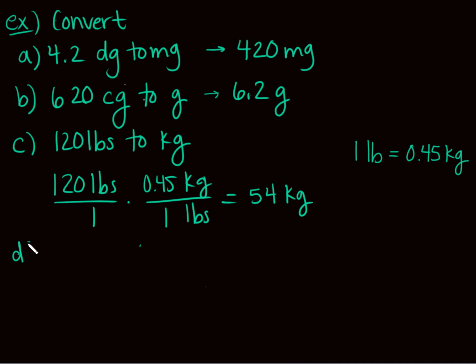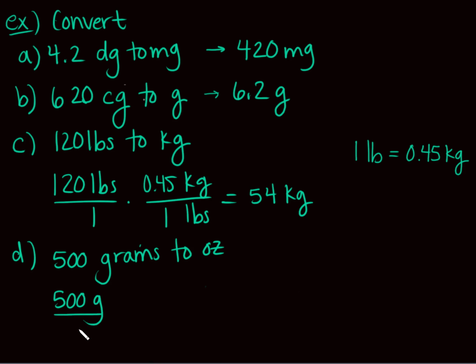Okay, part D. What if I have 500 grams and I want to go to ounces? I know I have 500 grams all over 1. I know that there are 28 grams in 1 ounce, so I want the grams to cancel out and ounces to stay. There are 28 grams in 1 ounce, so I'm going to do 500 divided by 28. So how many ounces are we going to get?